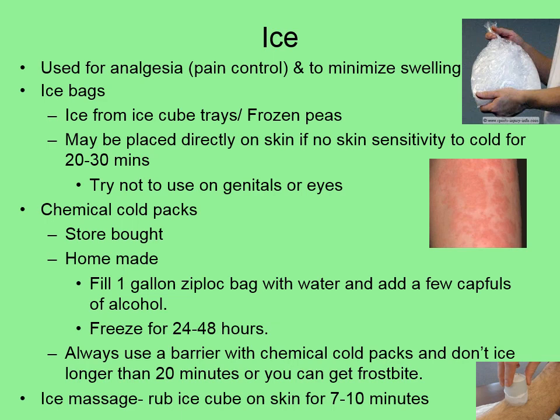Oftentimes we'll use ice bags in an athletic training setting. So in this particular picture, that's an ice bag. That's a common way to ice, or you can use frozen peas possibly. You can also use ice from ice cube trays if you don't have the really nice ice like in that picture.